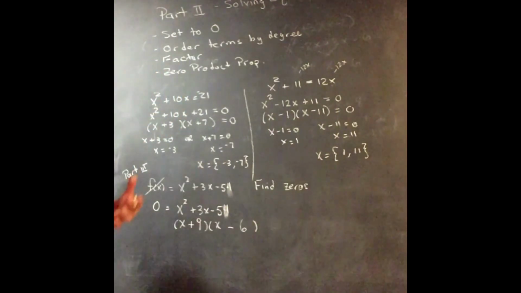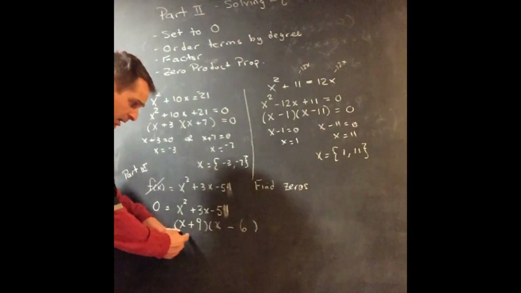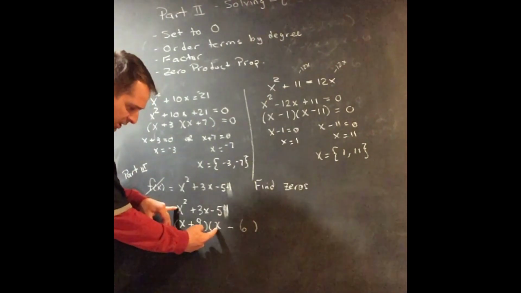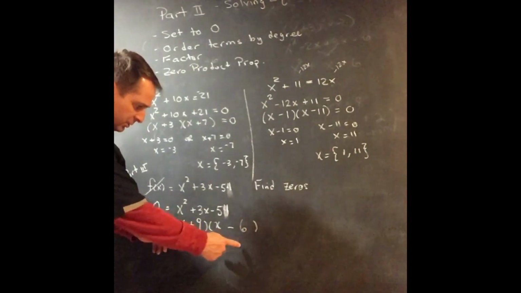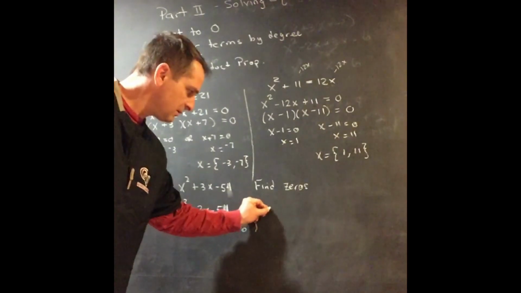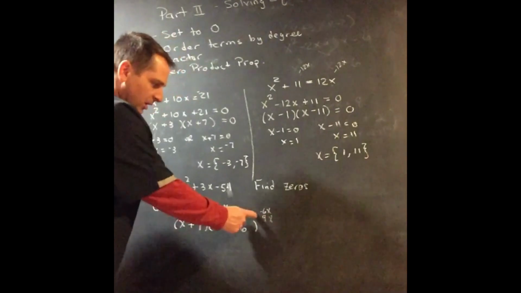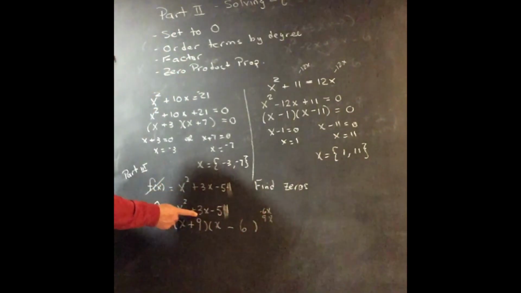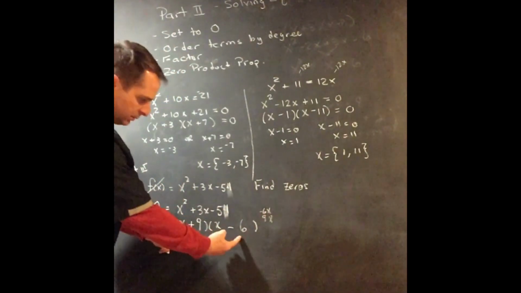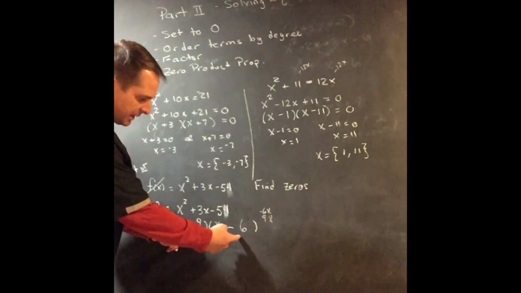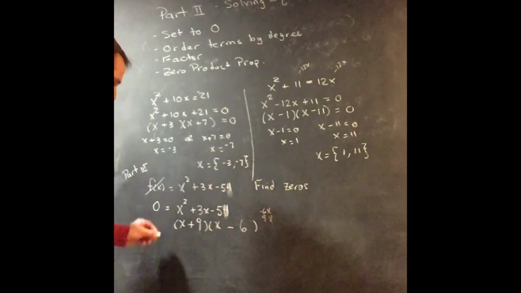I'm going to just real quickly FOIL this to make sure I'm okay. First times first, check. Outers, negative 6x. Inners, positive 9x. That does add up to positive 3x. That's the one you have to check. Always make sure your signs are okay here, and we're good with the negative 54.